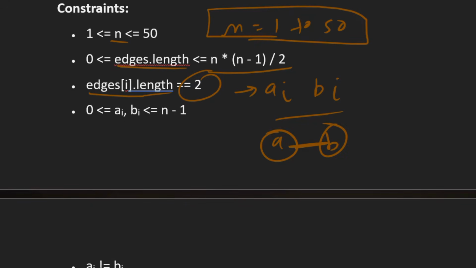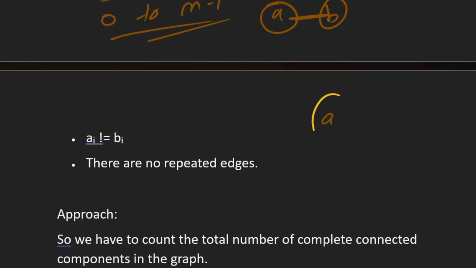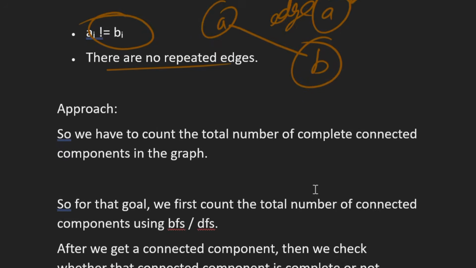that is there is an undirected edge between the nodes a and b, and ai and bi can take any value from 0 to n minus 1, as our nodes are labeled from 0 to n minus 1, and ai is not equal to bi, that means there is no self edge, or there is no self loop, right? And there are no repeated edges, that means if there are two nodes, then there is only one unique edge between those two nodes, right? So these are the constraints.